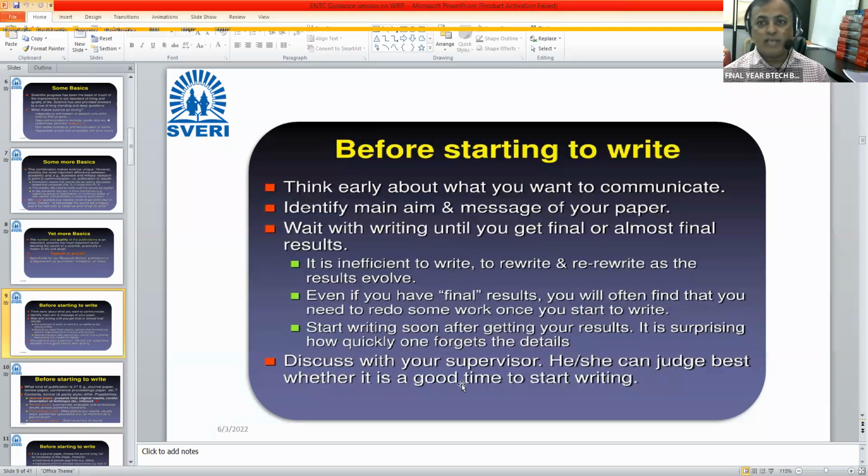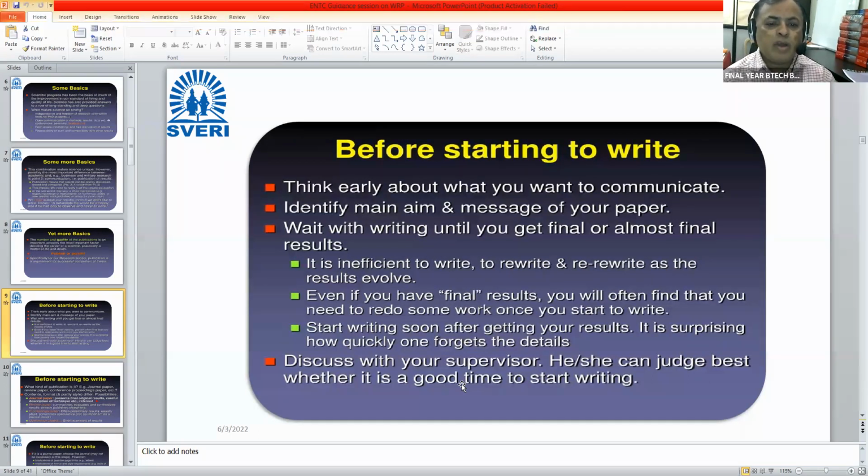Even if you have final results, you will often find that you need to redo some work once you start to write. So ऐसा कई बार होता है कि आपका फिर एक बार फाइनल रिजल्ट्स में कुछ चेंजेस आ जाए तो आपको फिर से एक बार स्टार्ट से लिखना पड़ सकता है, क्योंकि आपके रिजल्ट्स अचानक से चेंज हो गए हो, जो आपने सोचा वैसा नहीं आ रहा है. So depending upon that, you have to make changes accordingly.